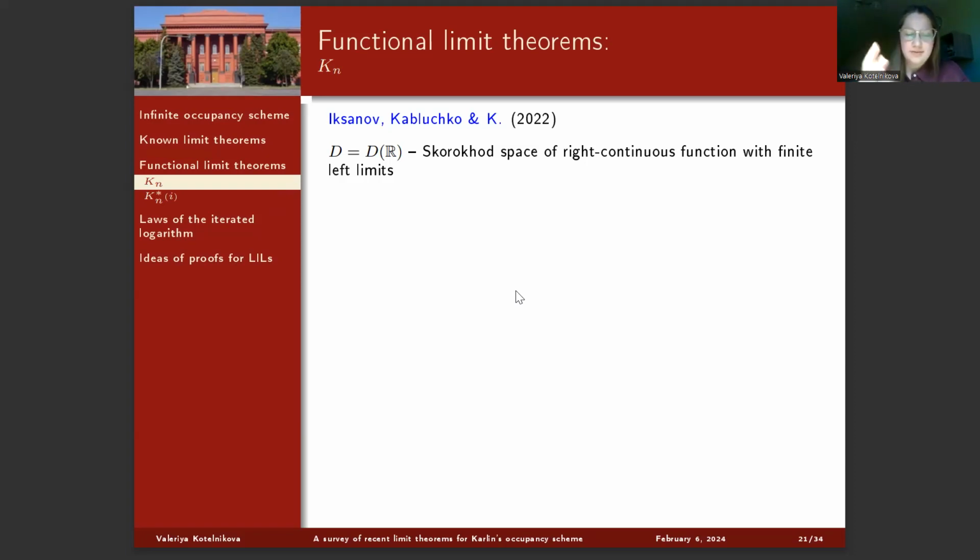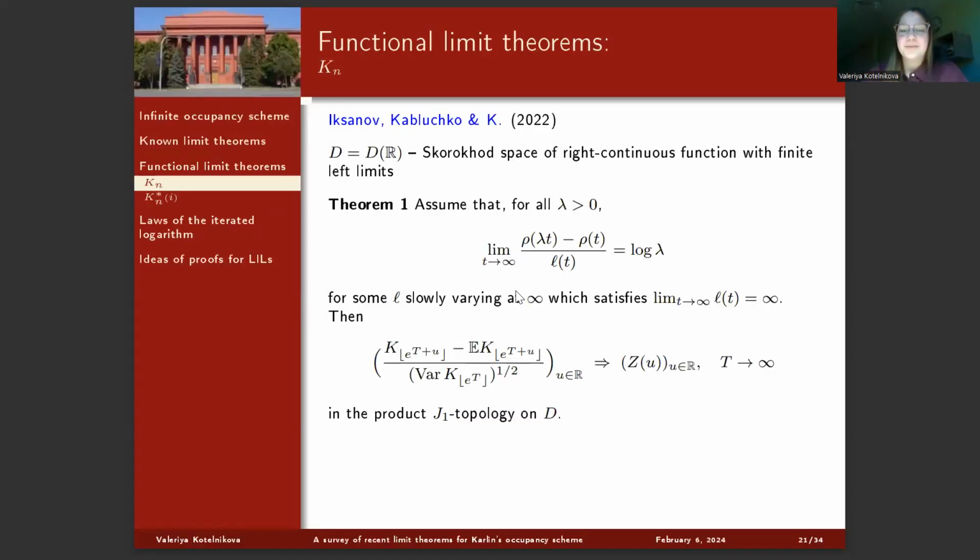At first, let us denote by D the Skorokhod space, which means that we have the space of functions which are continuous from the right and have finite left limits. So what we proved looks as follows. For all positive lambdas, we assumed that the counting function belongs to the Hahn class with auxiliary function L, and this auxiliary function is divergent to infinity and slowly varying at infinity. Then we showed a functional limit theorem that the number of occupied boxes at such time, centered by the mean of this random variable and normalized by the square root of its variance, weakly converges in a functional space to some process Z in the product J1 topology on this Skorokhod space D.